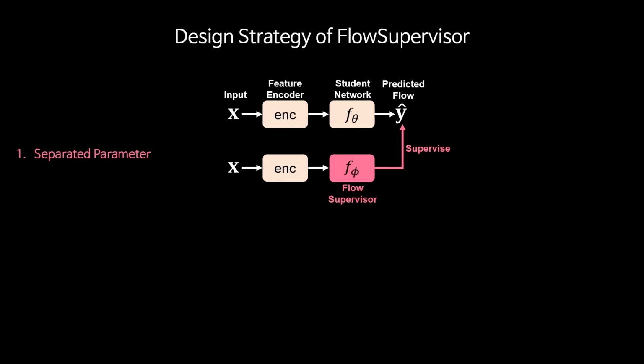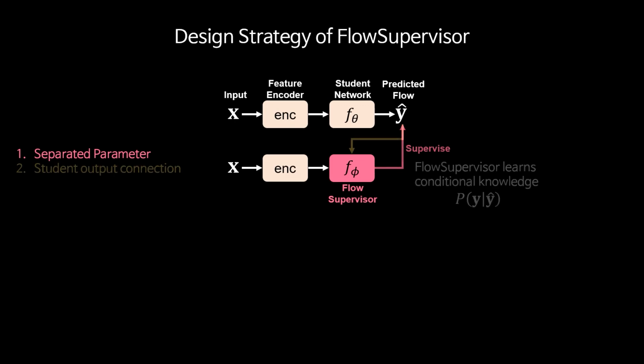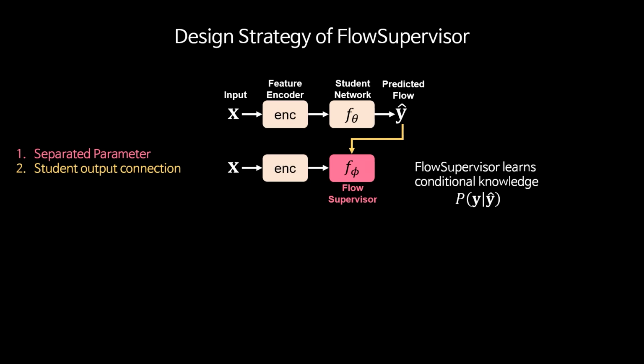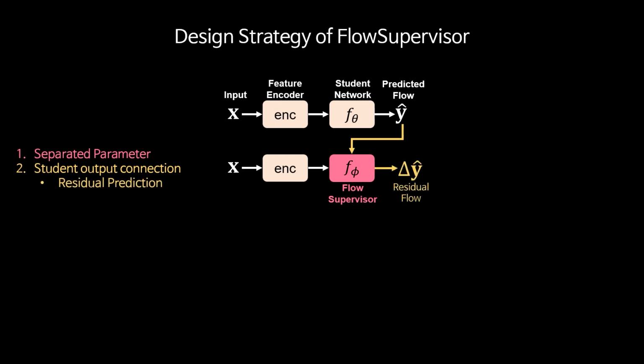FlowSupervisor aims to correct errors in the predicted flow and provide a good supervision signal to the student network. Thus, we use the student output connection. The predicted flow is fed to FlowSupervisor, which learns the conditional knowledge y given y hat. FlowSupervisor predicts the residual flow, which estimates the errors in the predicted flow y hat. The residual flow is added to the predicted flow and becomes the teacher output.